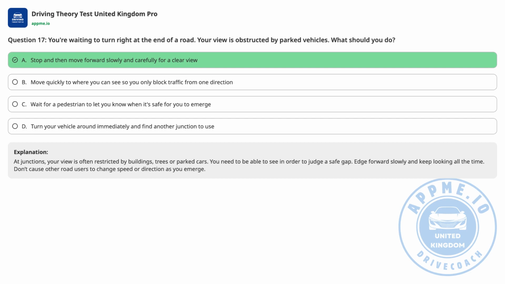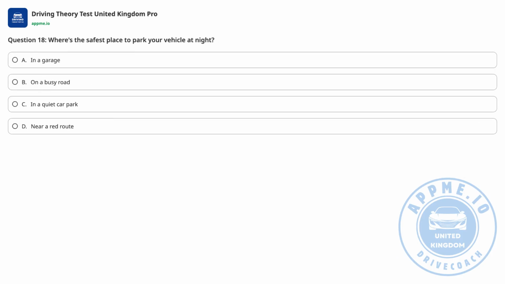The correct answer is A. Question 18. Where's the safest place to park your vehicle at night? A. In a garage. B. On a busy road. C. In a quiet car park. D. Near a red route.